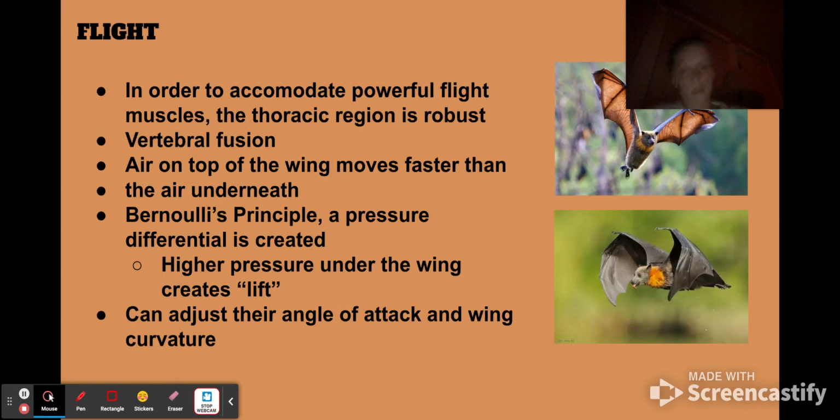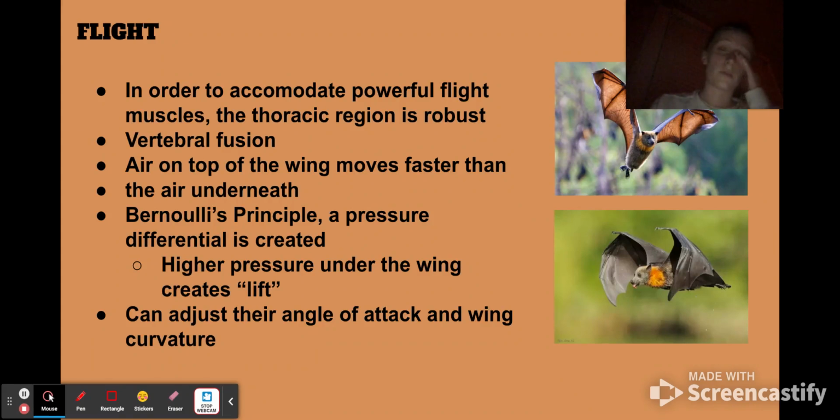So talking about flight, like I said earlier, in order to accommodate powerful flight, their thoracic region, so their anterior front end, their breast region, is super muscular. They have very specific, specialized muscles there. It's very robust. They also have vertebral fusion, and the physics of flight for them.